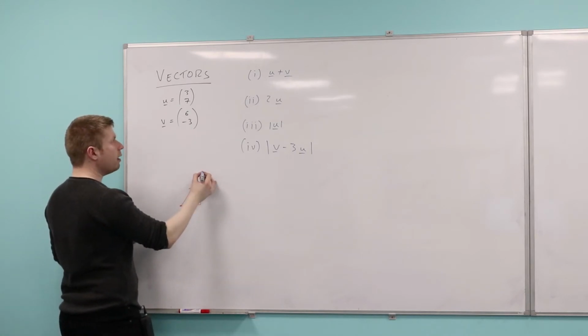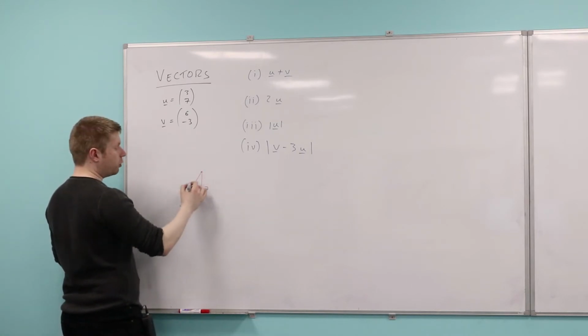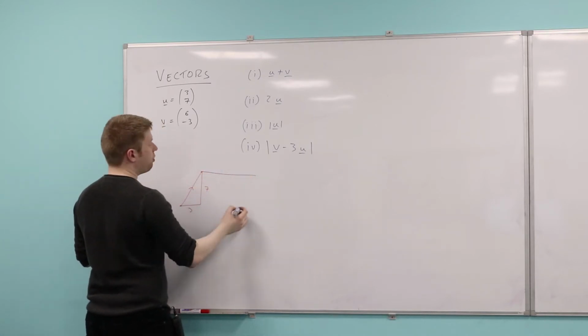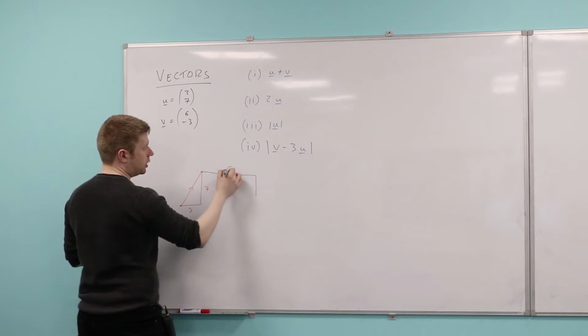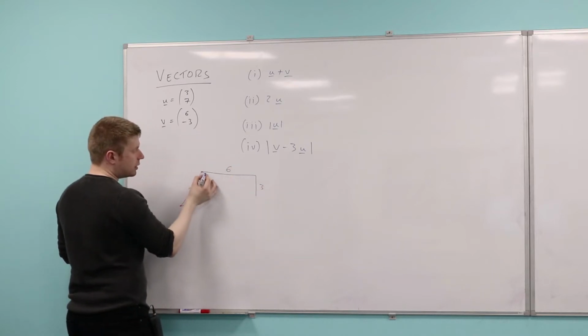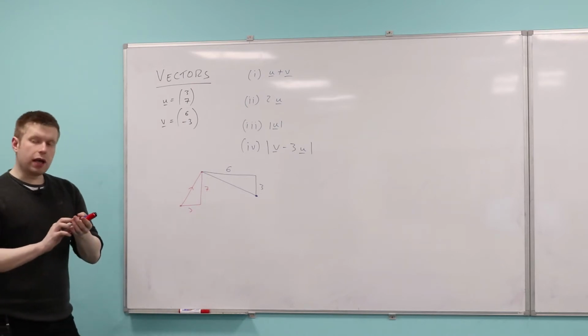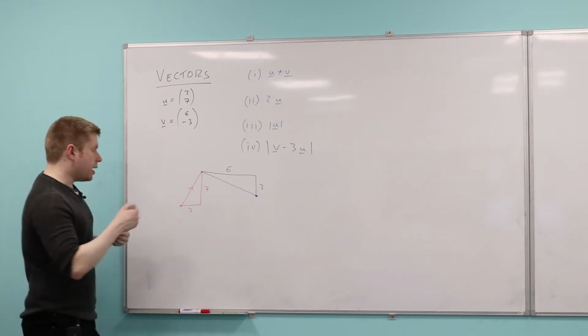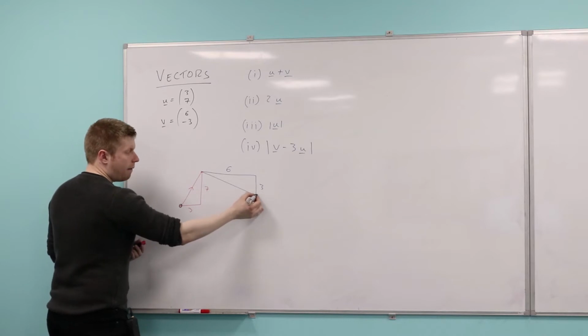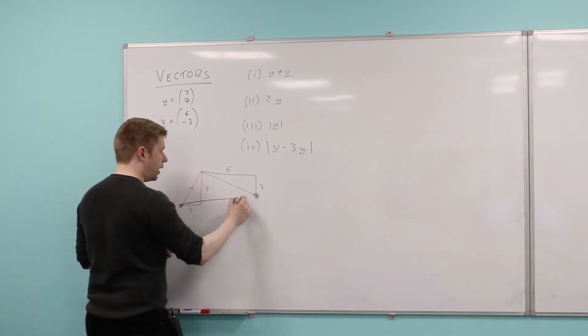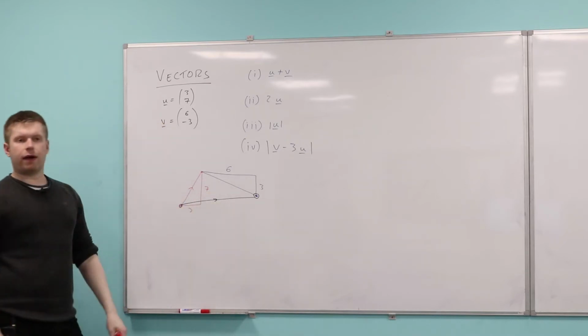So I've moved along u, now I'm going to move along v. So I move 6 steps across and 3 steps down, which means that now I finish over here. So what I've literally done here is moved from here to here. If I connect that together with a straight line, what do you think that black vector is going to be?